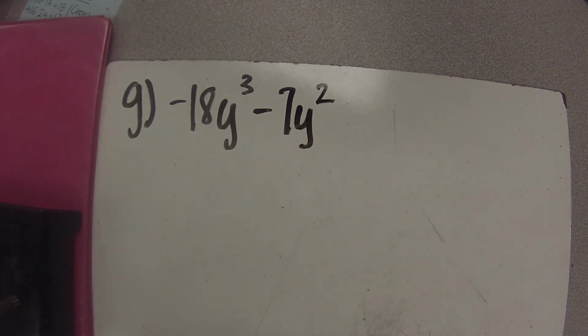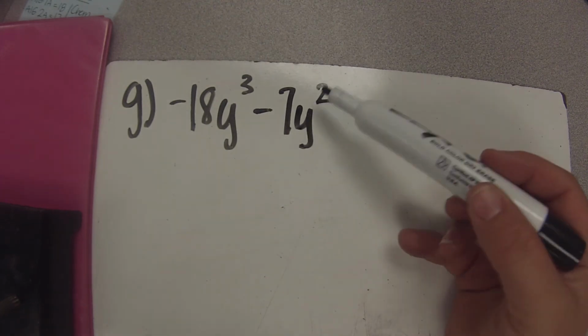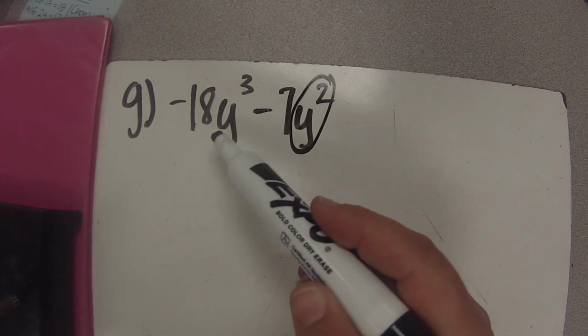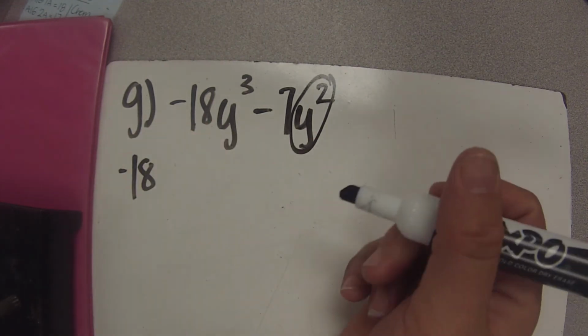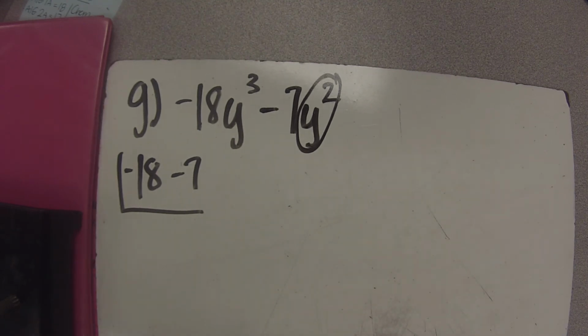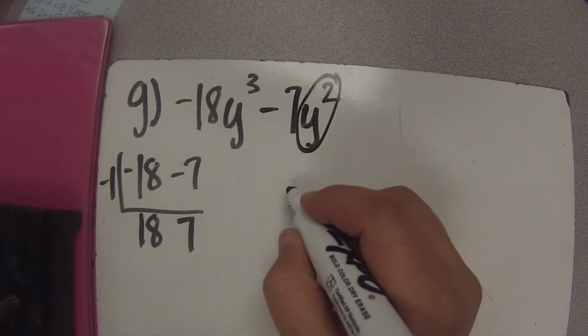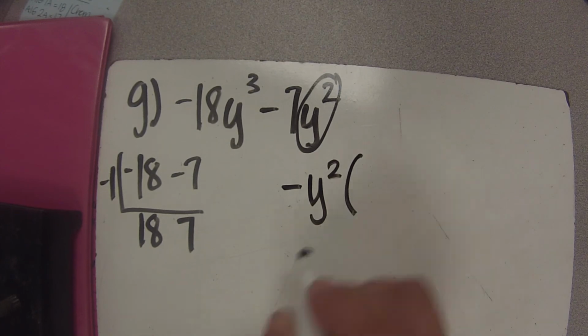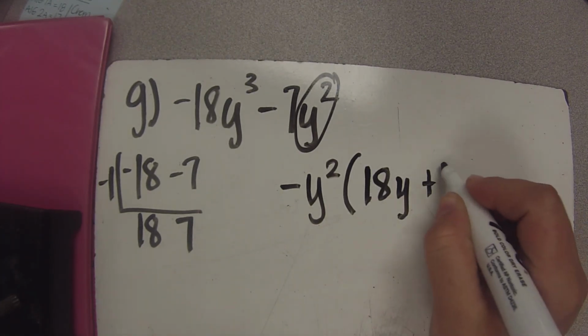Okay, so let's talk about our greatest common variable. Okay, we have y to the third and y to the second. So both of these have at least y to the second. So we're going to be able to pull that out. Let's look at our numbers. Negative 18 minus 7. The only thing that we can pull out of this set of numbers is a negative 1. Okay, and by doing that, I'm left over with 18 and 7. So negative y squared is what I can pull out. What I'm left with is 18y plus 7.